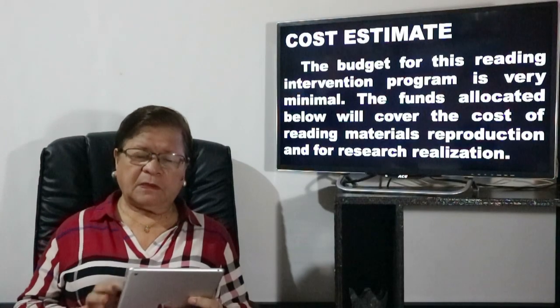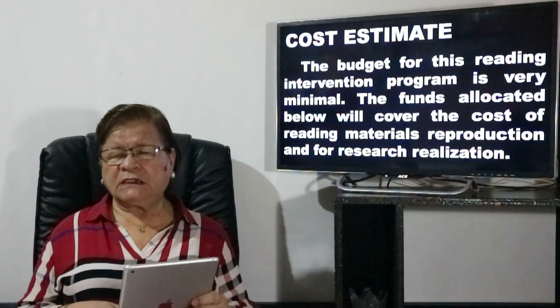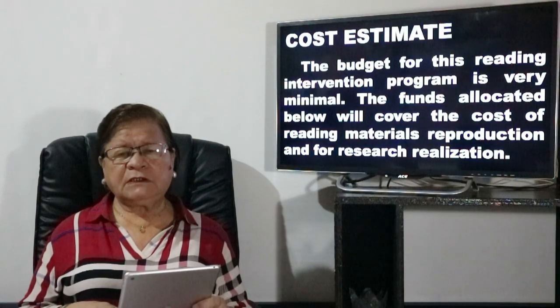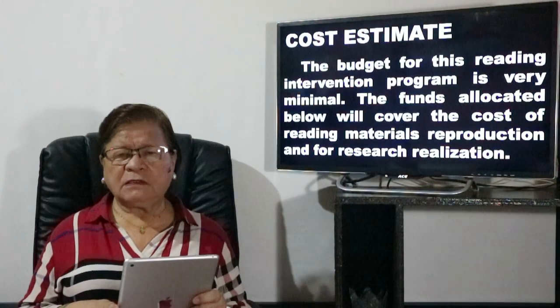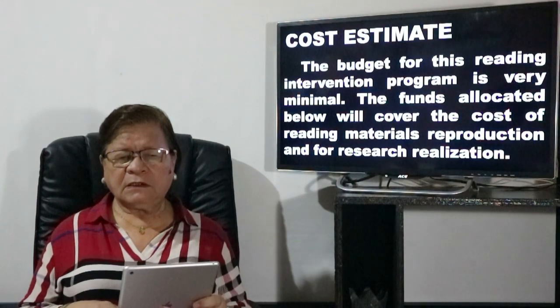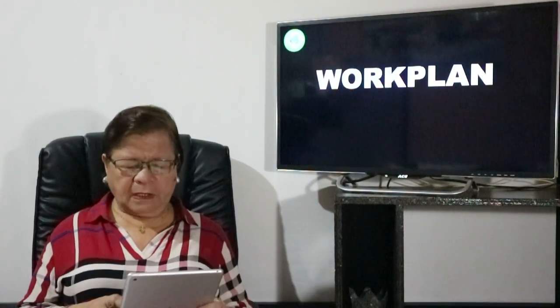After writing the cost estimate, or enumerating the different budget estimates, for example, bond papers, the printing, the reproduction, and other expenses involved during the conduct of the survey, and so on, then what will follow is the work plan. The work plan will involve everything. It is only a summary of what the plan is all about, from the very start of the action research until the end.